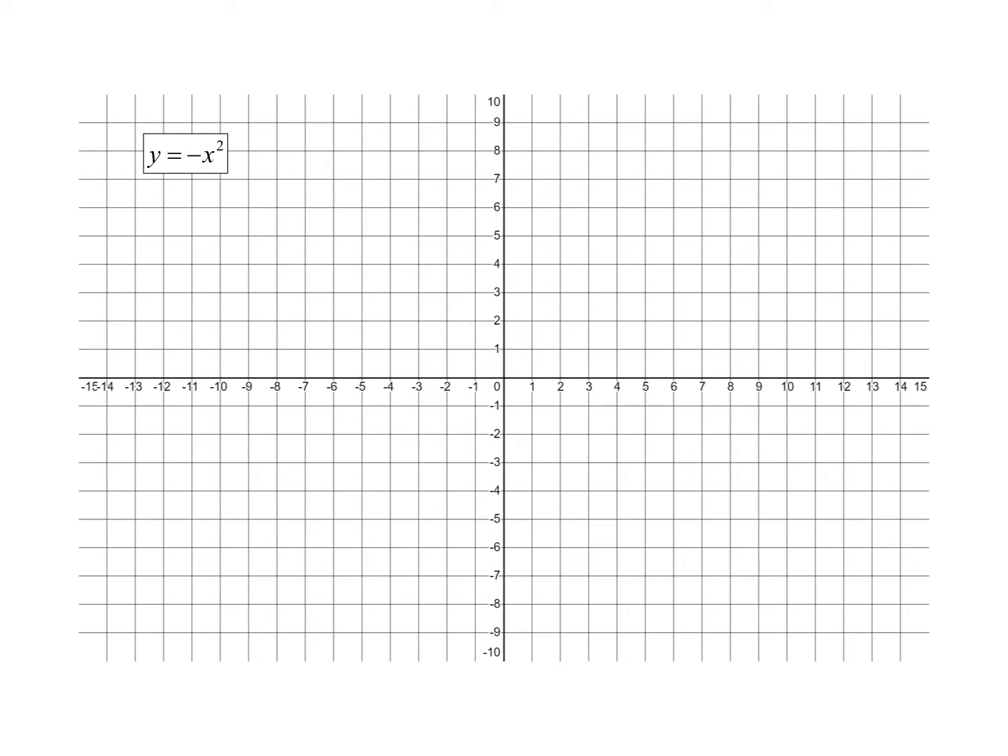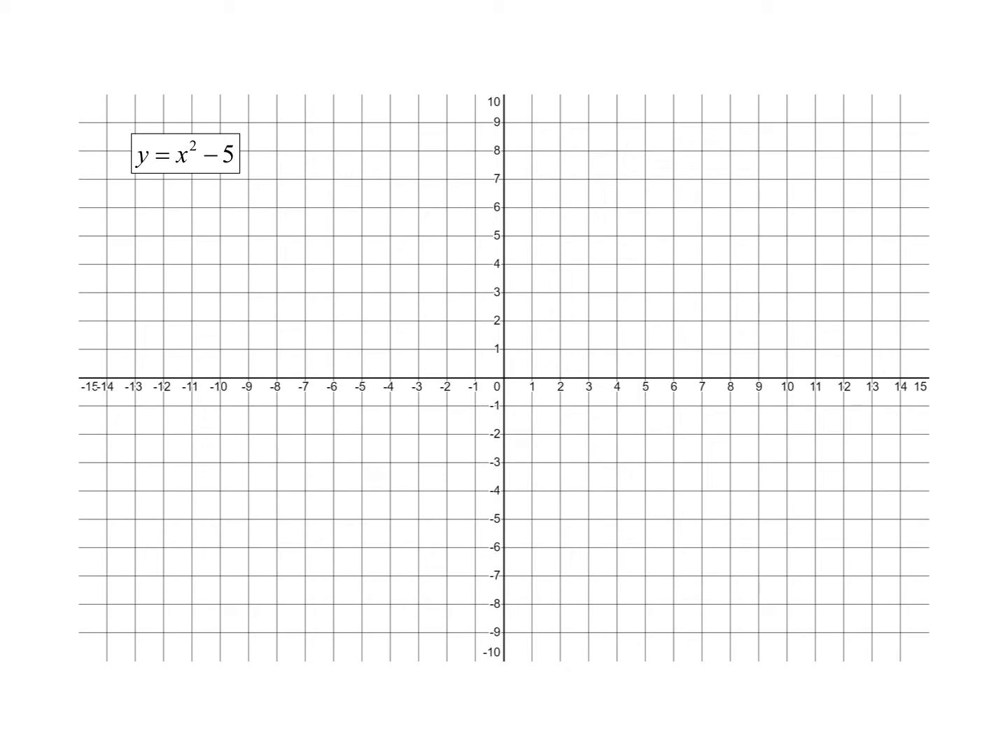Here we have a parabola that's been flipped upside down, so it's going to be the same shape, but just upside down. Here we have a parabola that's been stretched. So instead of over 1 up 1, we're over 1 up 3. So it's a really narrow parabola.